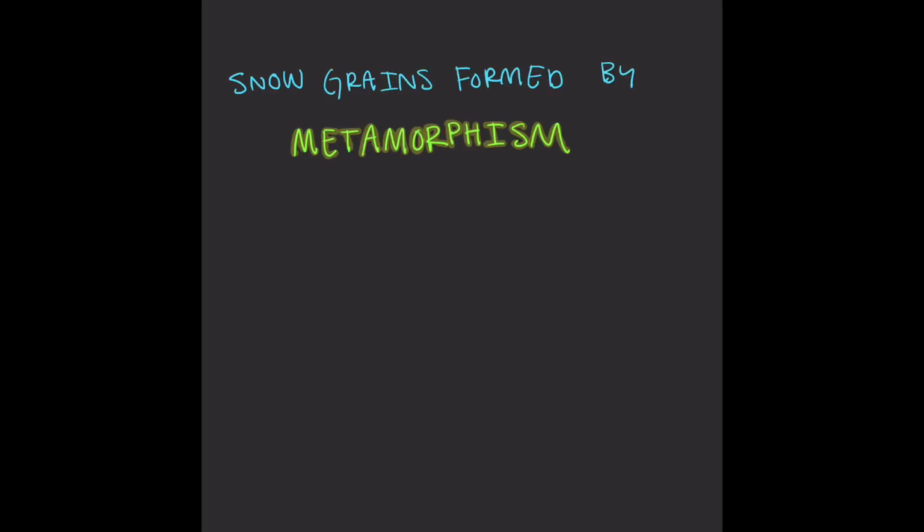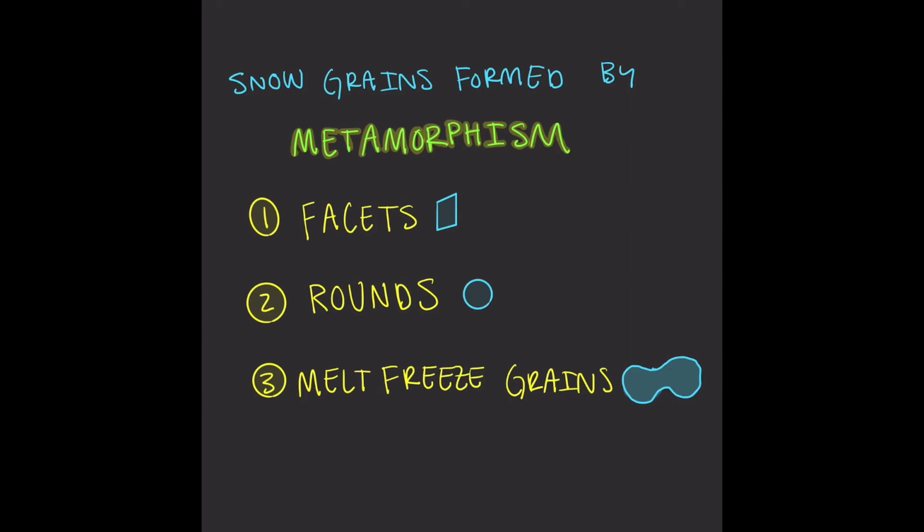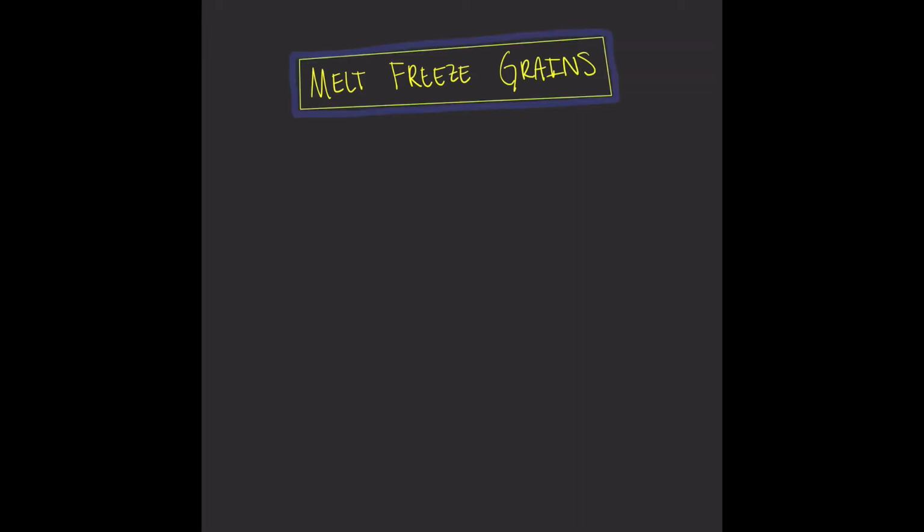In the preceding couple videos, we've talked about two different kinds of snow grains that are formed by metamorphism. First, we talked about facets, then we hit on rounds. Now, I want to talk about the final kind of snow grain that can be produced by metamorphism, which is melt-freeze grains. Like facets and rounds, melt-freeze grains have some specific characteristics that will help you identify them when you encounter them in the snowpack.